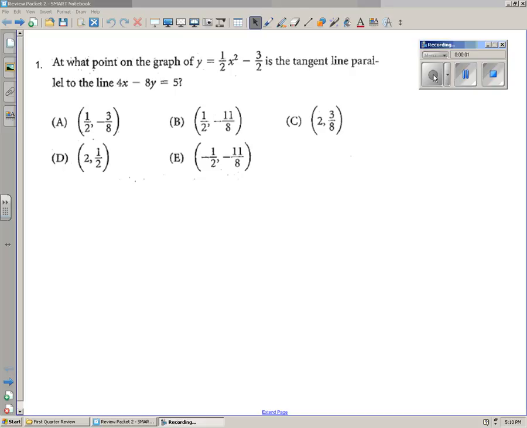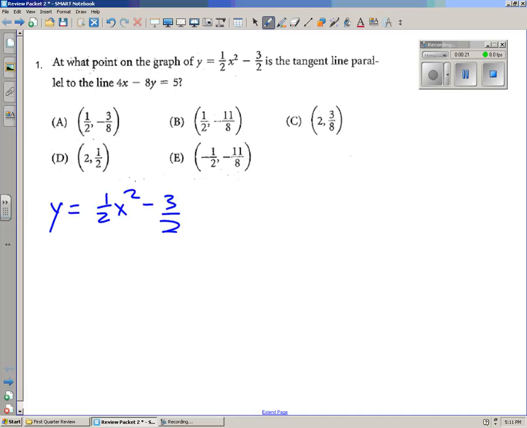All right, number one: at what point on the graph of y equals 1/2 x squared minus 3/2 is the tangent line parallel to the line 4x minus 8y equals 5? If the two lines are parallel, that means their slopes are the same. So right now, I gave you this graph. We have y equals 1/2 x squared minus 3/2.